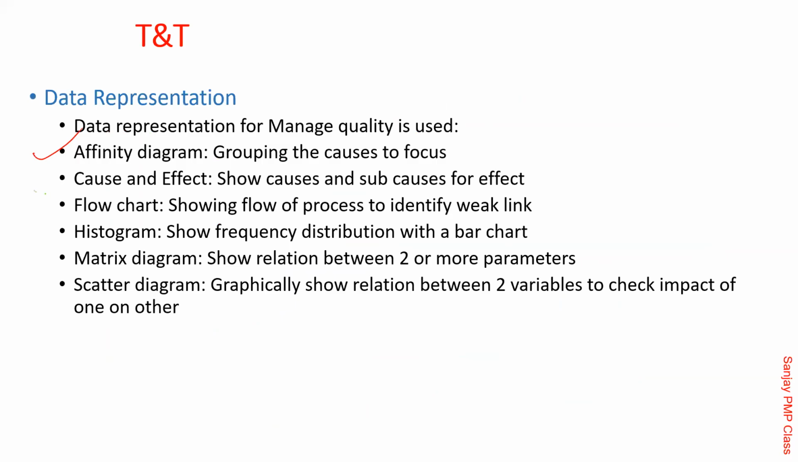Cause and effect, I explained it to you at length. Flowchart, histogram I have shown you already. Histogram, matrix. One of that was the scatter diagram. Scatter diagram is a matrix diagram, 2 dimensions there. And scatter diagram is for finding the relationship between two variables.